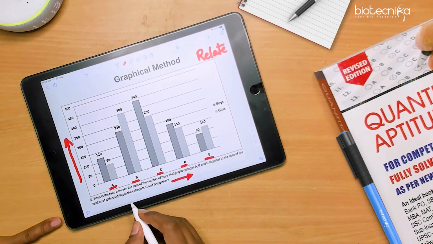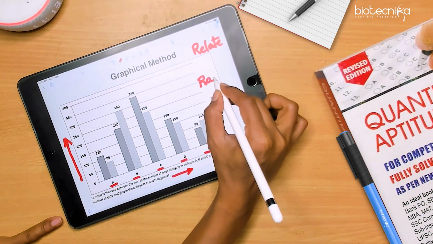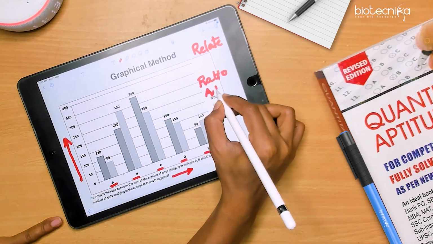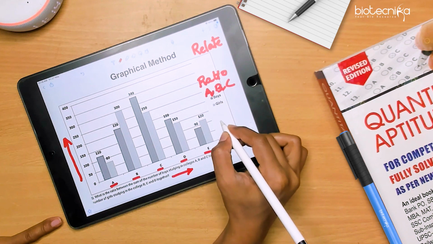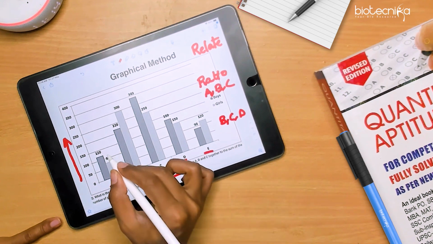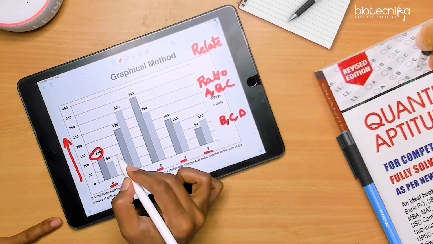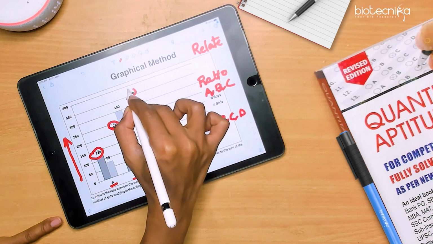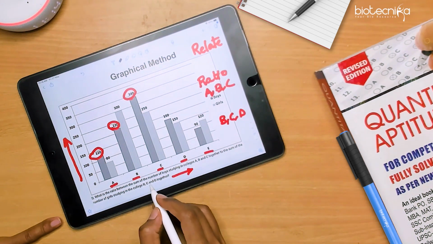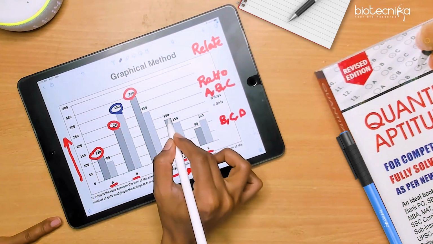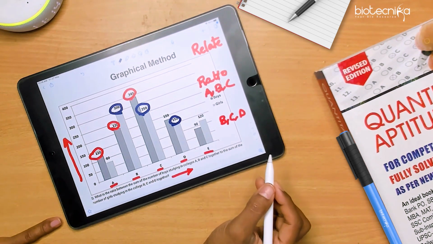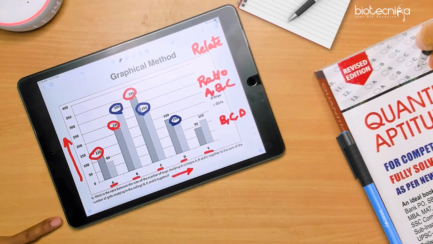And what is the question? You have to find out the ratio between the sum of the number of boys studying in colleges A, B and C together to the sum of the number of girls studying in colleges B, C and D. So all you have to observe is in A how many boys are there, in B how many boys are there, in C how many boys are there. And you have to observe the number of girls present in B, C, D. So 300 plus 250 plus 150, right? So you have to add them up and you have to take the ratio between the two.